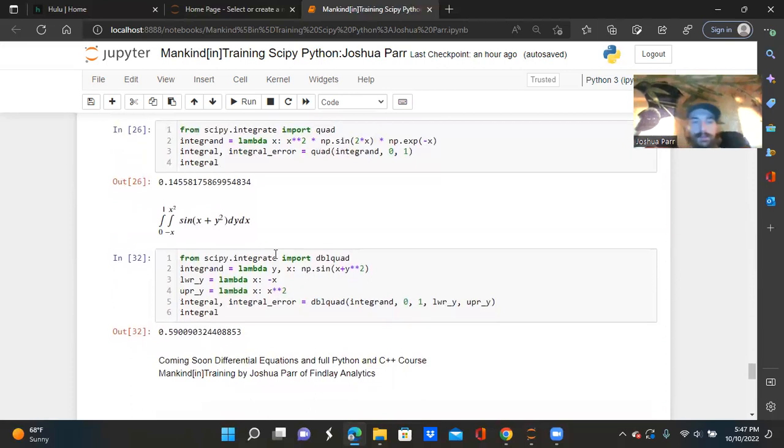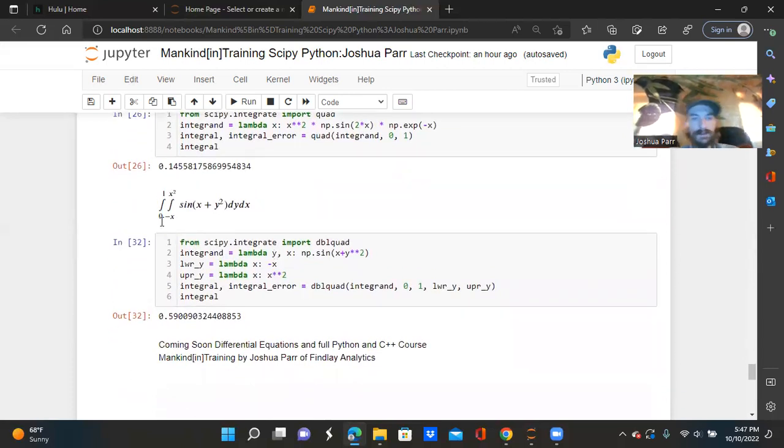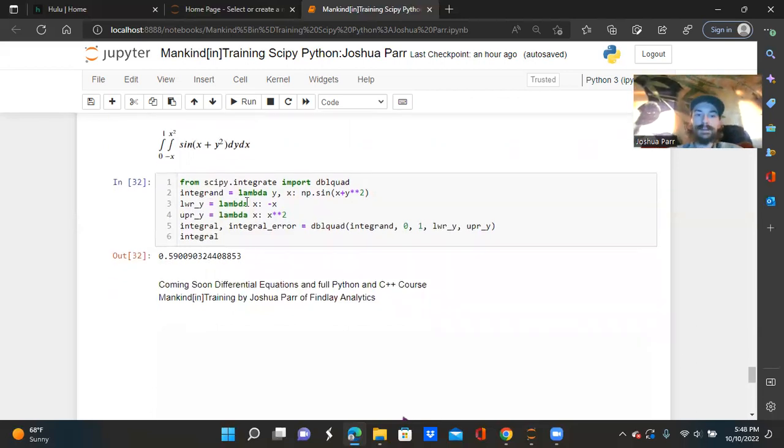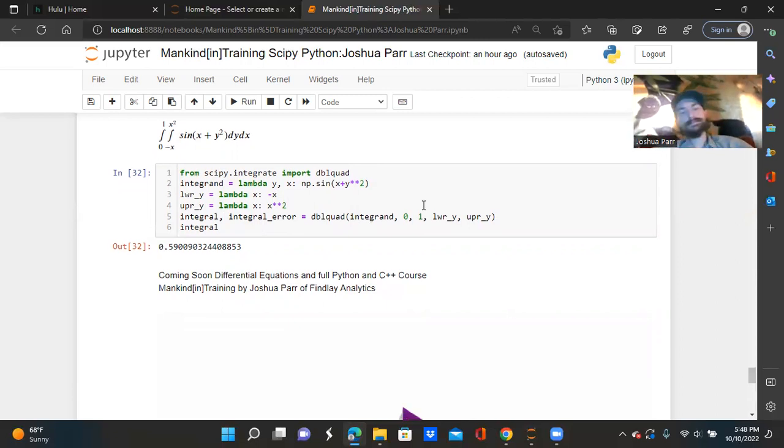And here, a double integral from 0 to 1, and then again from negative x squared to x squared. I'm doing sine of x plus y squared dy dx. And if I want to do that, I import dblquad from scipy.integrate, and again create an integrand. And now I'm going to create a lower y and an upper y, negative x squared and x squared, and then again I'm creating an integral and the integral error, and making it equal to dblquad of the integrand, 0, 1, and the lower y bound and the upper y bound. And when I ask for the integral, indeed I get the answer.